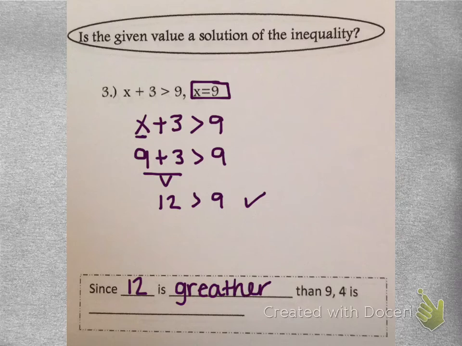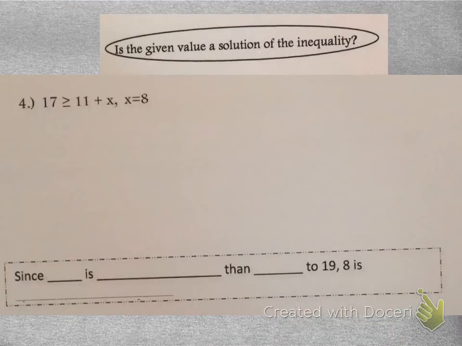I definitely just misspelled greater, added an H in there. Let's fix that. Greater than 9. 9 is the solution. So let's try that again. Is the given value a solution of the inequality? So here we have 17 greater than or equal to 11 plus x. They tell us that our x is an 8.